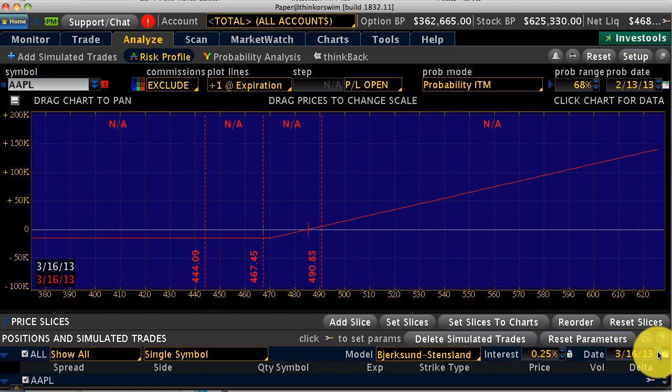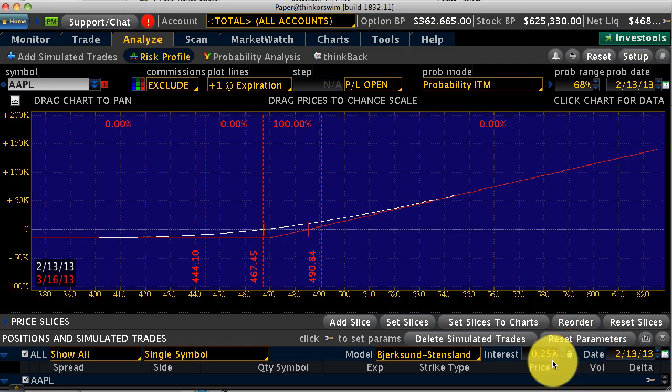That's because time decay is going to erode the extrinsic value from this option on a daily basis. And on the day of expiry, there is no extrinsic value, so there's no white line anymore. There's only one line, and that's the red line. But I'm going to click on reset parameters to come back to today.